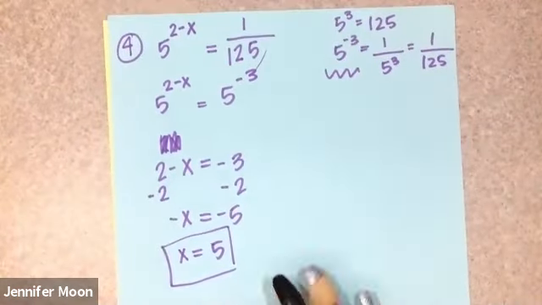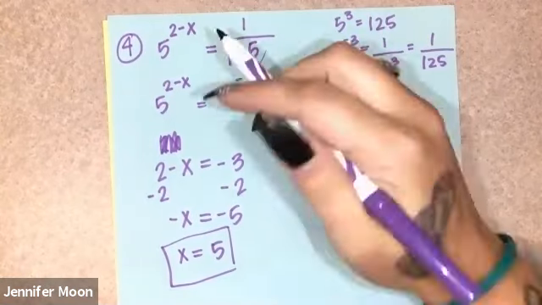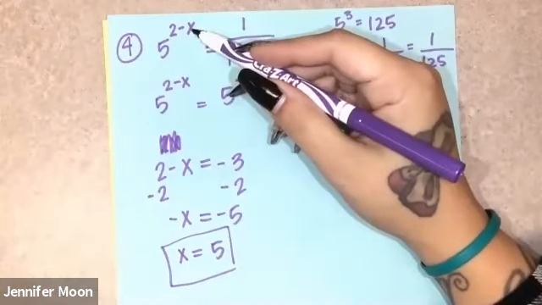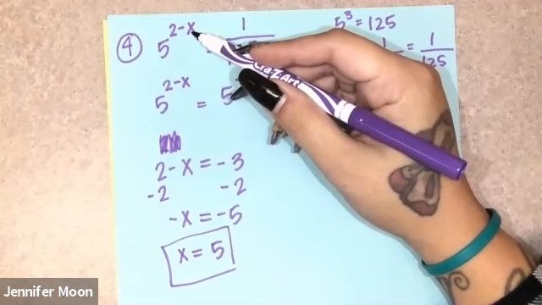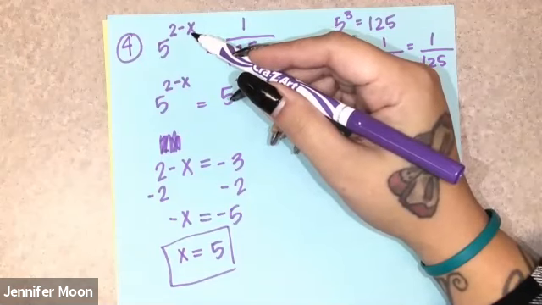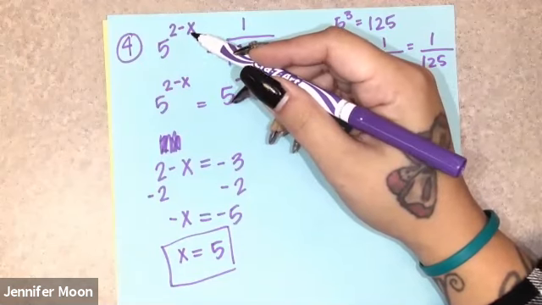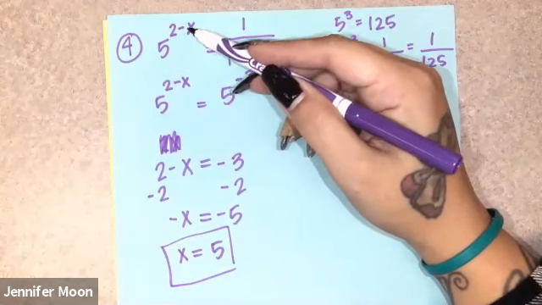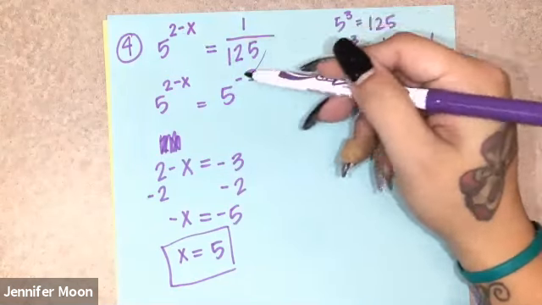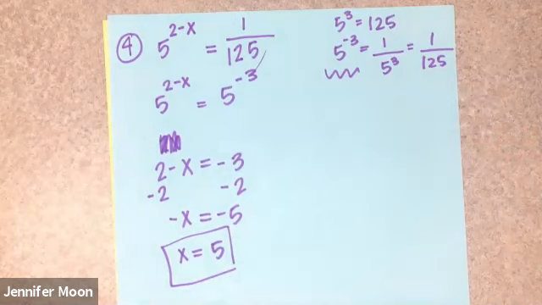And literally, if you look back up here, I'm just going to check myself and make sure. 2 minus 5, signs are different. I would subtract and get 3. Keep the sign of the larger, I get a negative 3. And 5 to the negative 3rd power is this. Does that make sense? Okay. So that's how you do those.